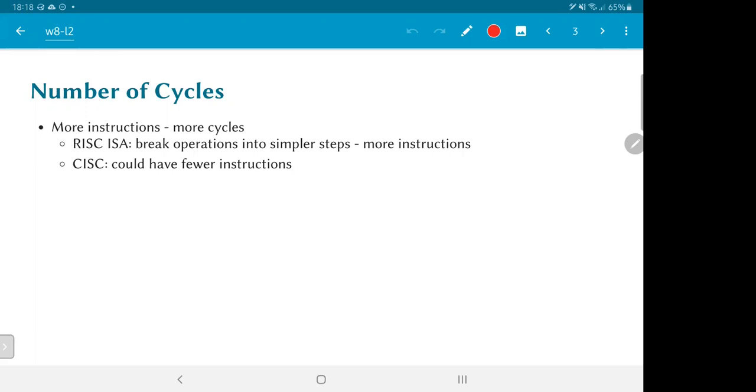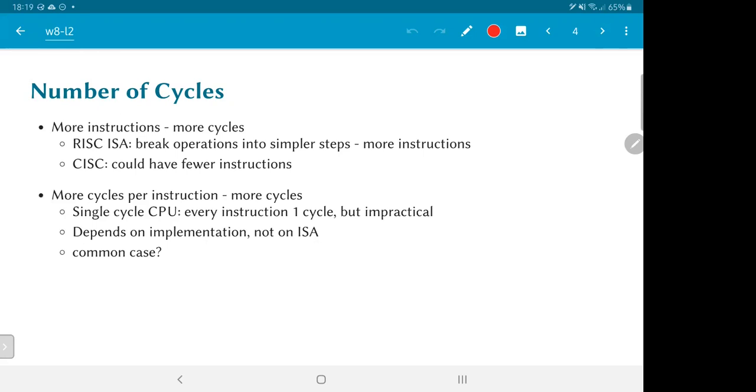Now, although this sounds like it means that CISC ISAs might result in fewer number of instructions, typically this comes with other problems. And very often, CISC processors have to break things up into multiple clock cycles in order to implement them. The other thing that could happen is we need more clock cycles per instruction. That in turn would also lead to more cycles.